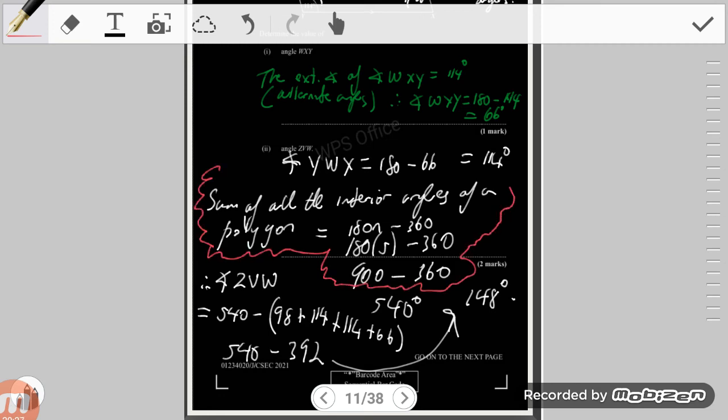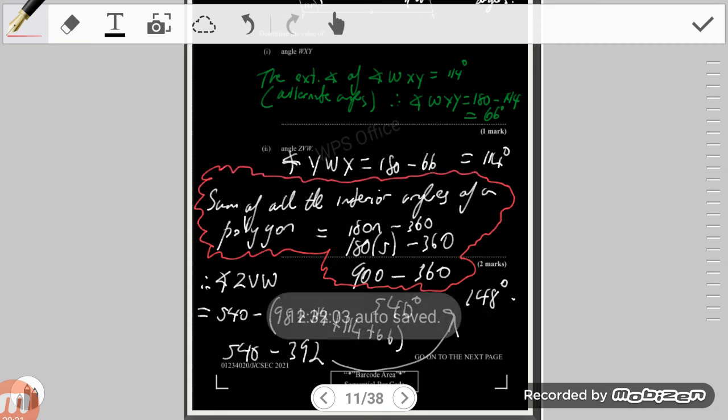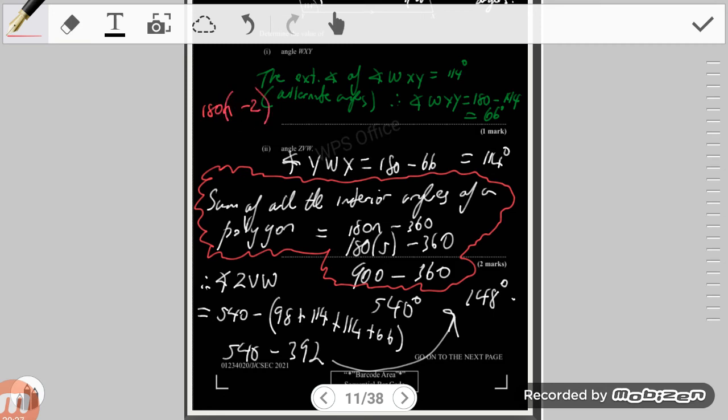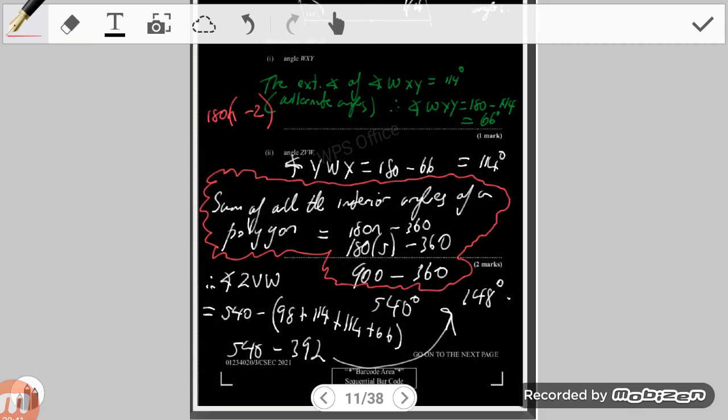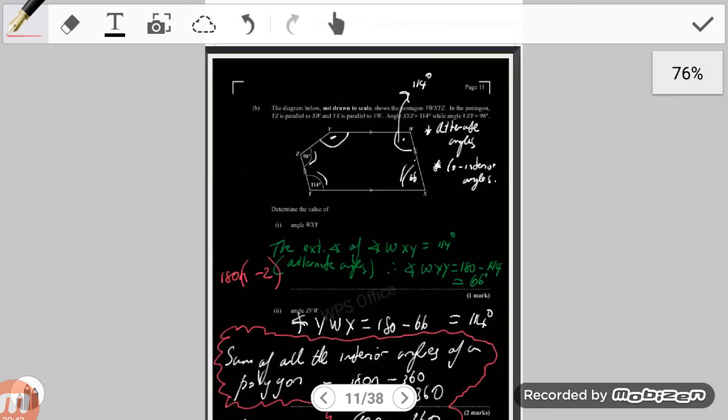It's very important information. It's 180n minus 360. Some books might tell you it's 180n, or 180 open bracket n minus 2. It's the same formula, and there are other variations to it also. Hopefully you got a hang of that question there.